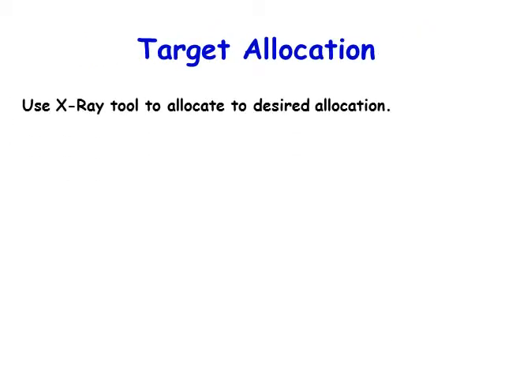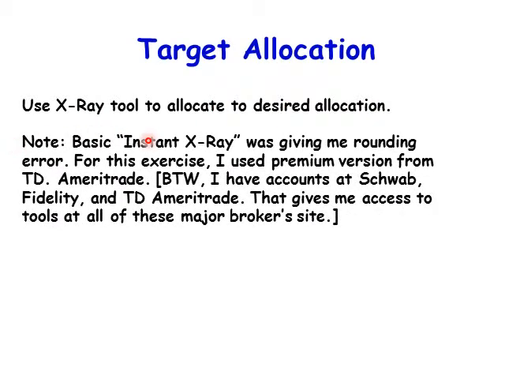So we use an X-ray tool to allocate to the desired allocation. Basic instant X-ray was giving me rounding errors. For this exercise, I used a premium version from TD Ameritrade. By the way, I have accounts at all three larger brokers, Schwab, Fidelity, and TD Ameritrade. That gives me access to tools at all of these major broker sites.